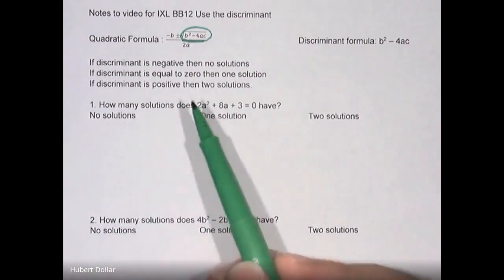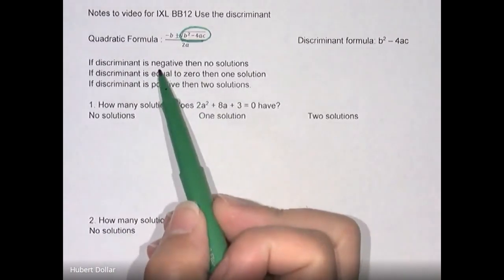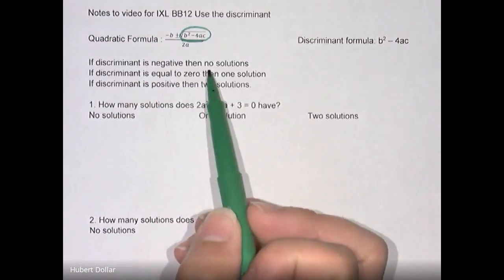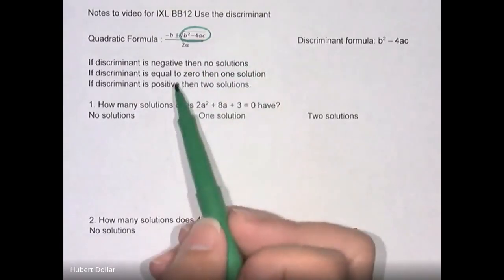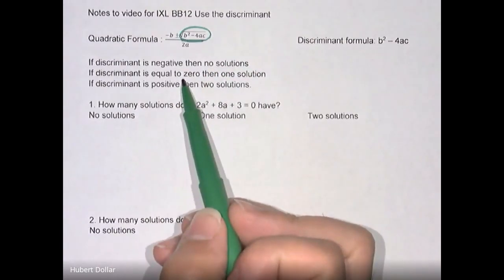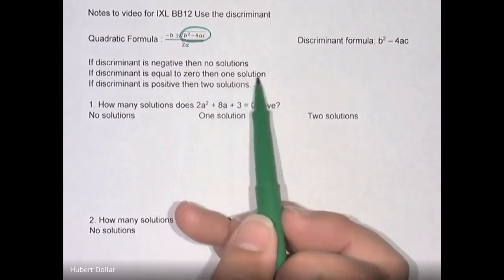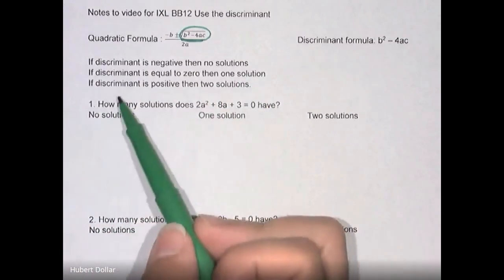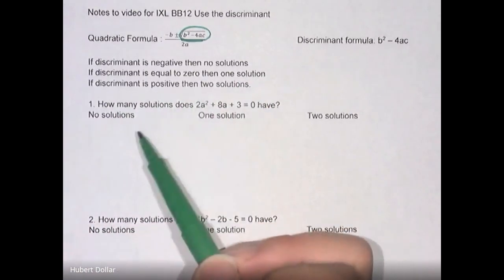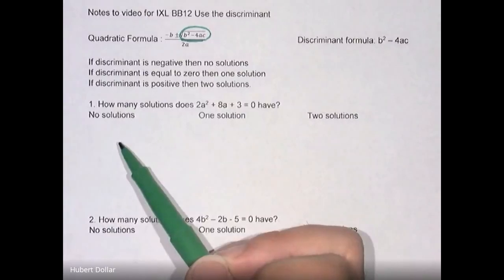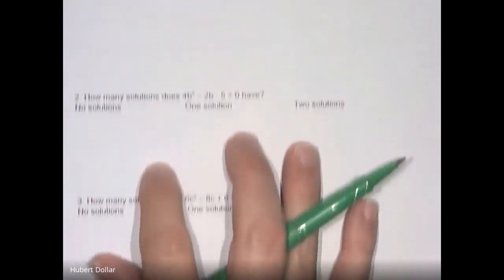If you have a negative underneath, you're taking the square root of a negative number, so you have no real solutions, or two imaginary solutions later in life. If the discriminant equals 0, then if you add or subtract 0, you get the same number, so that just gives you one solution. And if the discriminant is positive, then you'll have two solutions. So, how does this look?